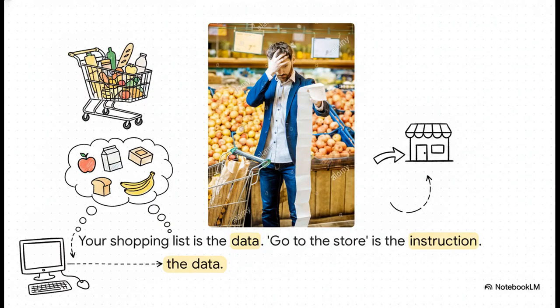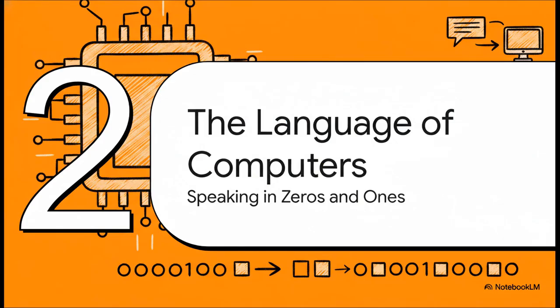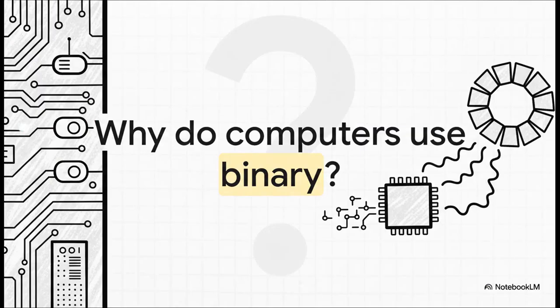And here is the perfect real-world example. Your shopping list, milk, eggs, bread, that's your data. But the list itself doesn't do anything. The instruction is go to the store. See? The computer needs the command, go to the store, and the data, the list, to actually get the job done. So a computer gets its instructions and its data, but how does it actually read any of it? It can't look at a shopping list and read the words. No, it has to translate everything into its native tongue, and that's a language with only 2 words in its entire vocabulary.